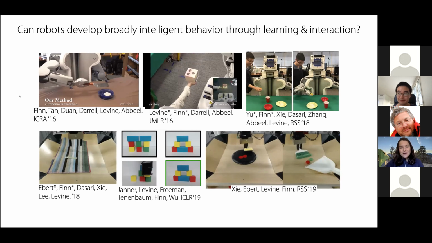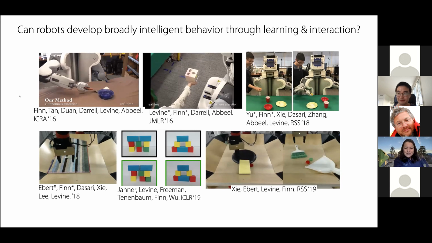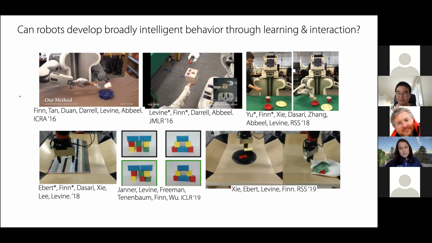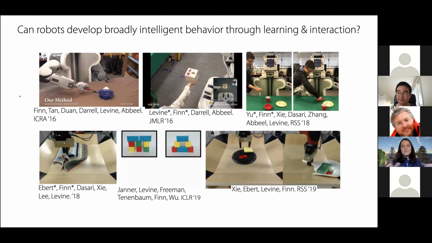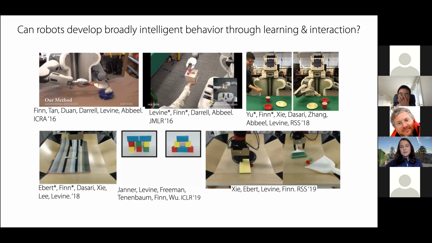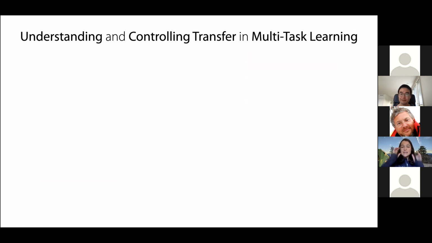Now, it turns out that oftentimes when you move from a single-task learning paradigm to a multitask learning paradigm, a number of challenges arise. In a lot of my talk, I won't actually be focusing on robotics, but on some of the challenges that arise, trying to understand specifically how transfer occurs in multitask learning and whether we can control that transfer in order to improve learning of multiple tasks.